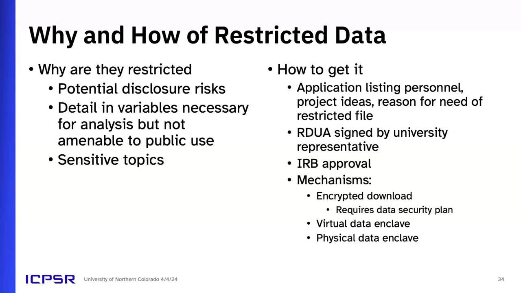We've got data about sexual assaults in prisons. So you can guess there's information about the prison, the inmate, and the actual assault. So those are pretty highly restricted data. In order to get it, you'll have to fill out that application. That asks you for who's going to be working on the project, what your project idea is, why you need the restricted data. We don't let graduate students be principal investigators on restricted data projects.